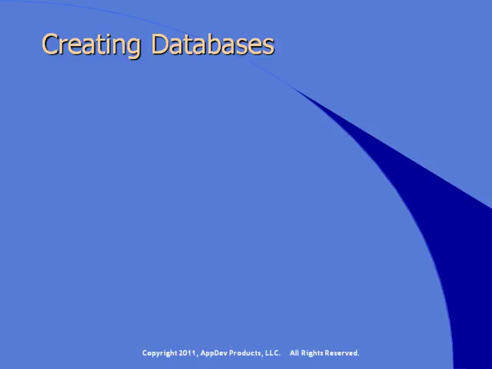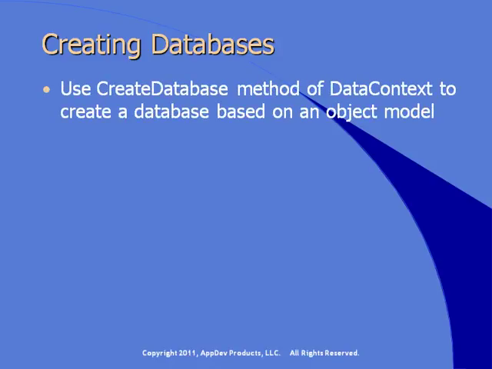So your object model includes information on the structure of your database. And because it does, you can actually create a database from the model. You do that using the CreateDatabase method of the data context. Now typically what will happen is you'll have a database and you'll create an object model from that. Why would you want to go backwards? When would you have an object model and then go backwards to create the database?